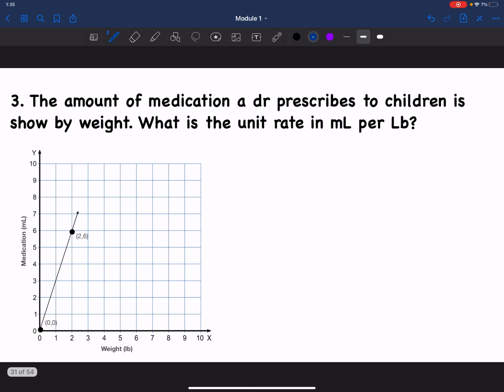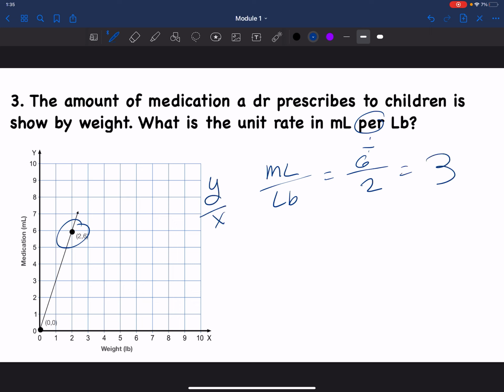Let's look at number 3. The amount of medication a doctor prescribes to children is shown by weight. What is the unit rate in milliliters per pound? So remember, per means we're dividing, so milliliters divided by pounds. So I can take my point here. The 2 represents my pounds, and the 6 represents my milliliters, or I could have also thought of it as y over x. Either way, I'm going to get 3. So the unit rate is 3 milliliters per pound.